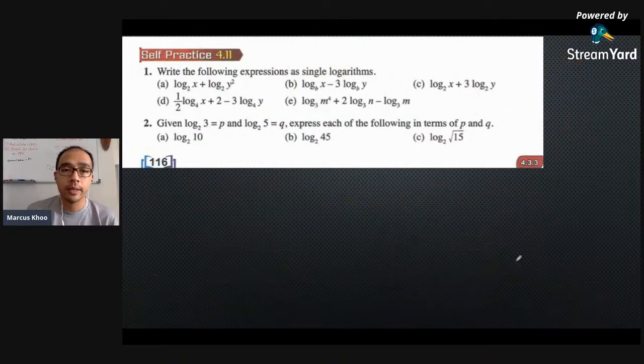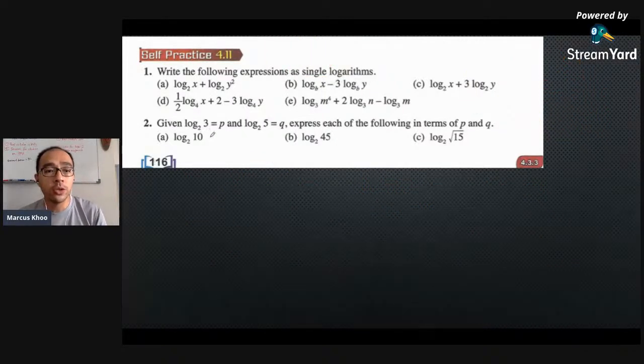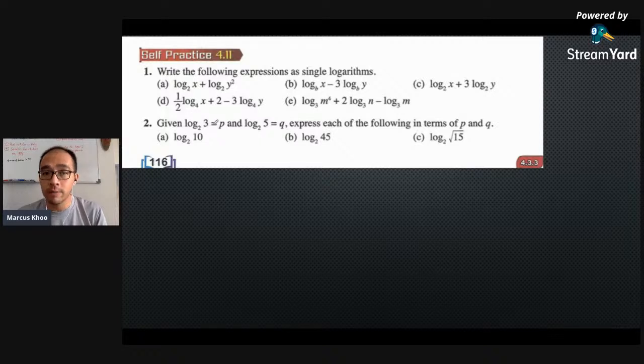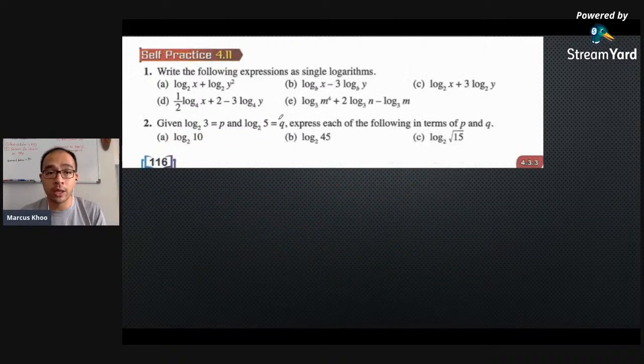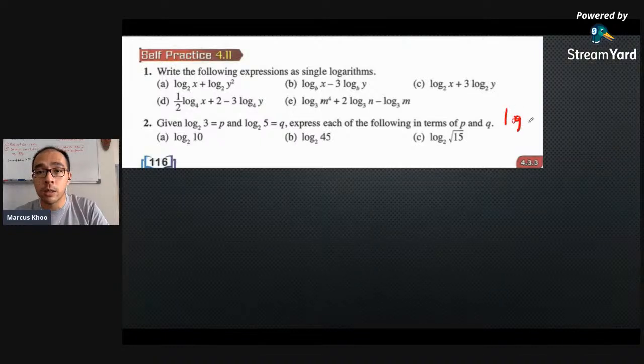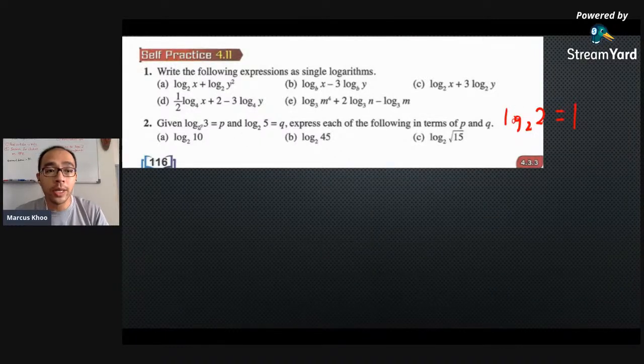Okay. Now, question number 2. Given that log 2 3 is P and log 2 5 is Q. Now, if you're given this kind of question, as I said before, we did that in question number 1, except that now there are no numbers given, you're just given P and Q. But there is always a hidden information, which is log 2 2 equals 1. There is always the same base. So you need to take out the log 2 2.